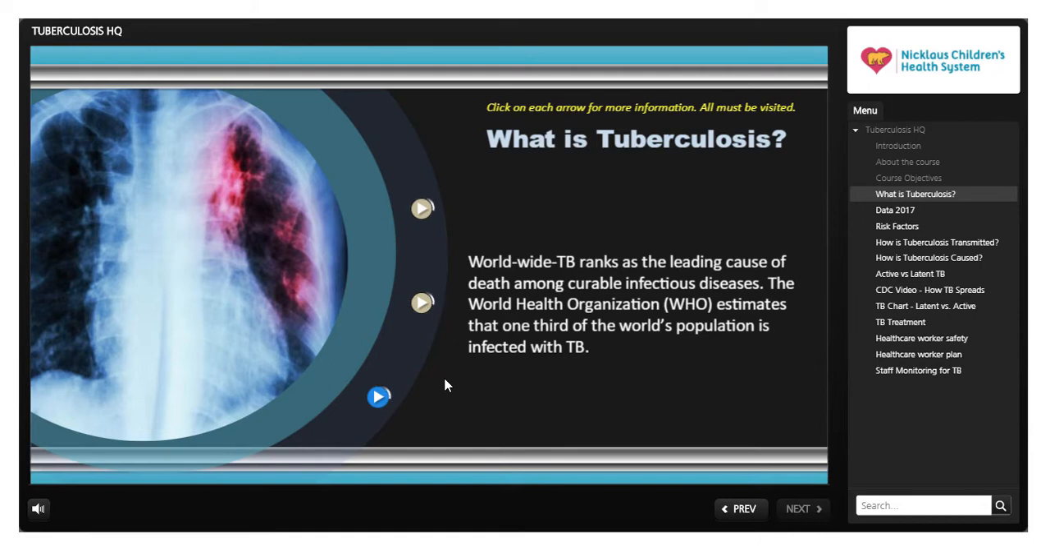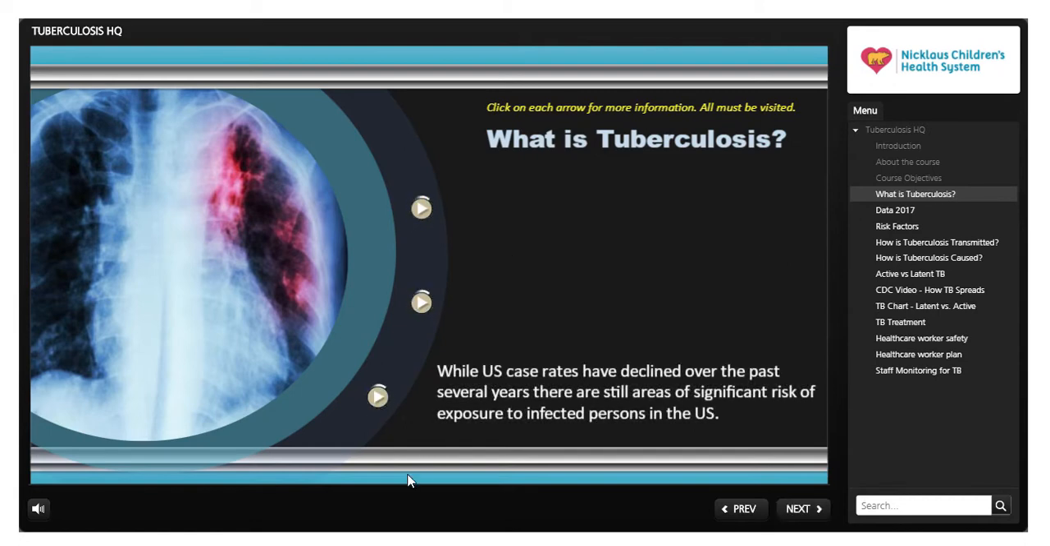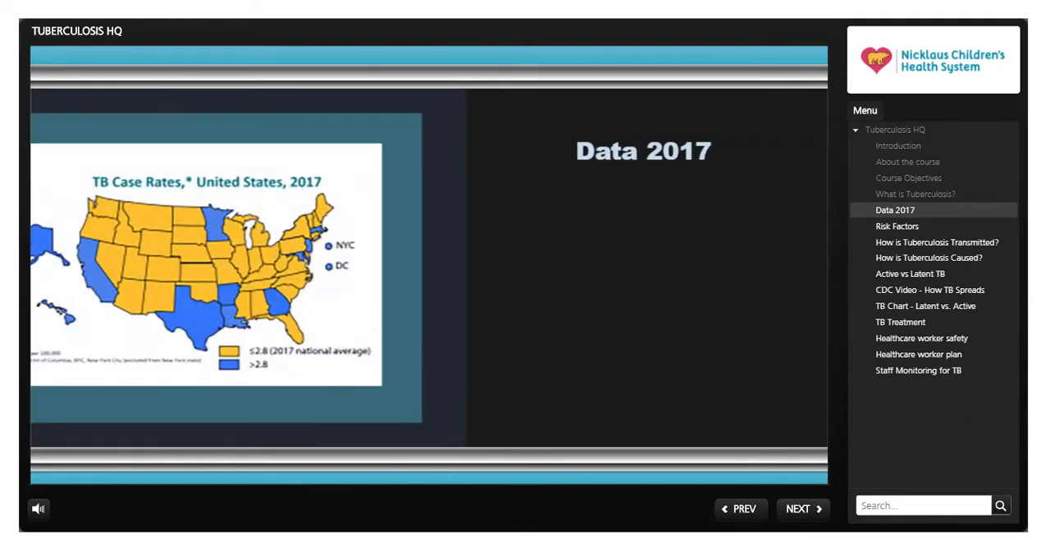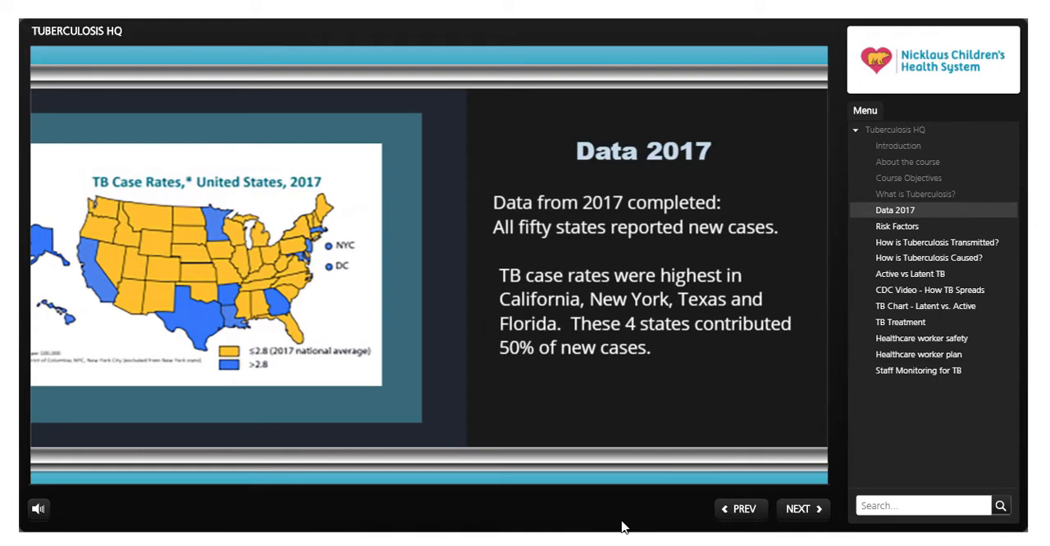The World Health Organization estimates that 1/3 of the world's population is infected with TB. While U.S. case rates have declined over the past several years, there are still areas of significant risk of exposure to infected persons in the U.S. Data from 2017 completed. All 50 states reported new cases. TB case rates were highest in California, New York, Texas, and Florida. These 4 states contributed 50% of new cases.